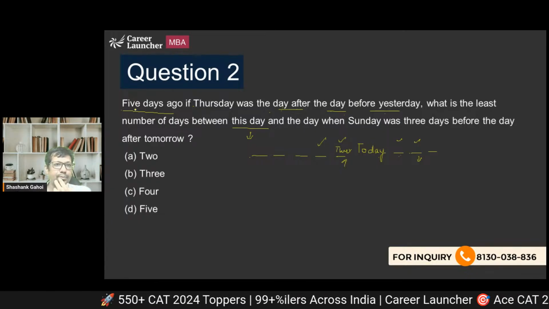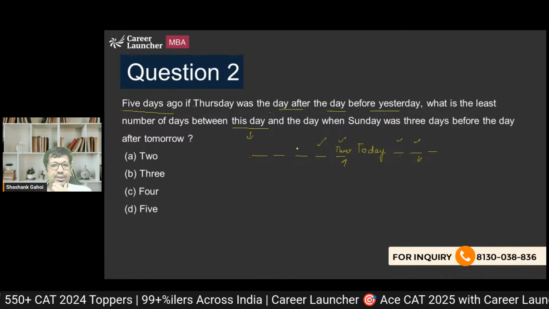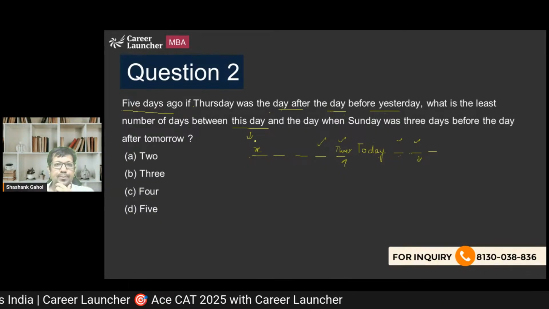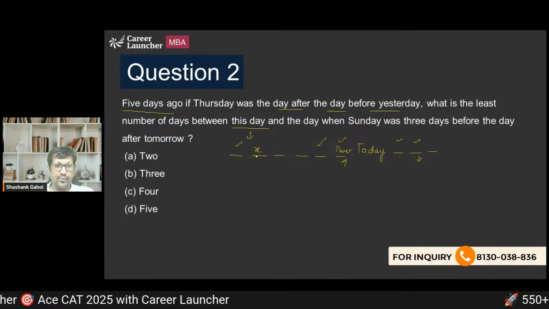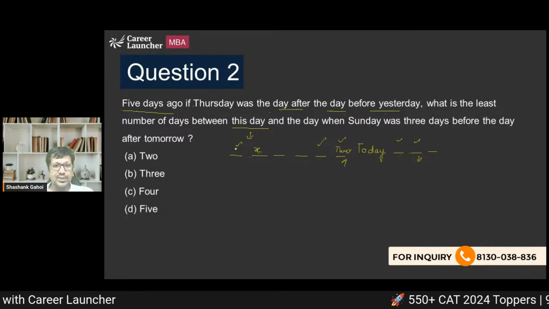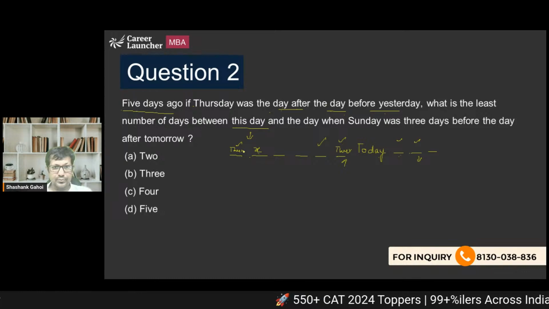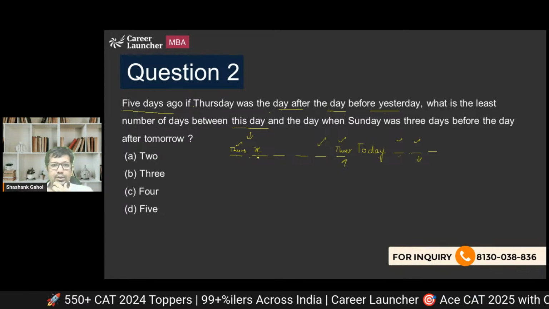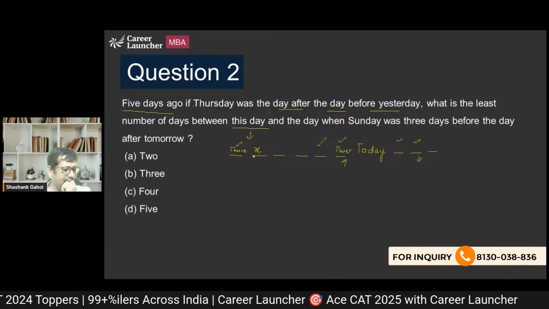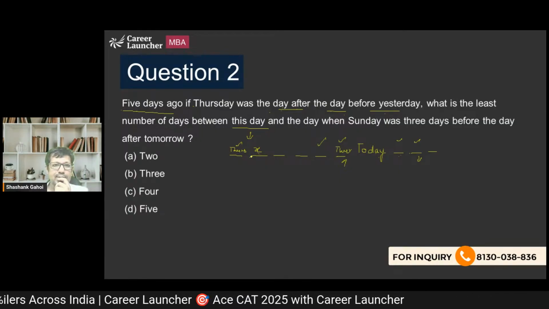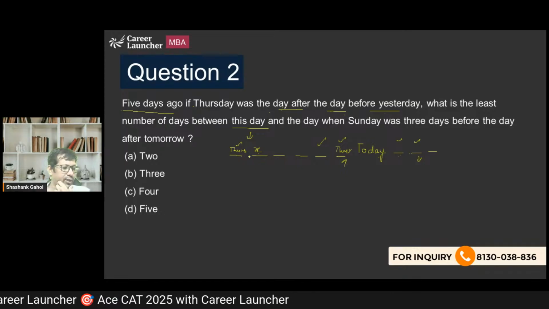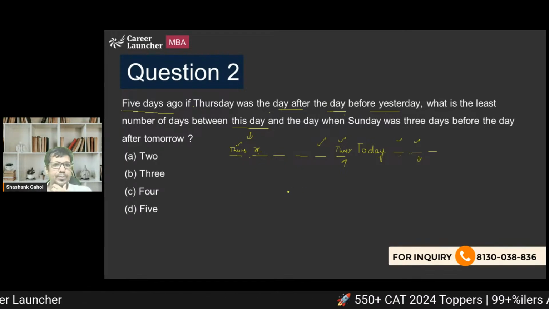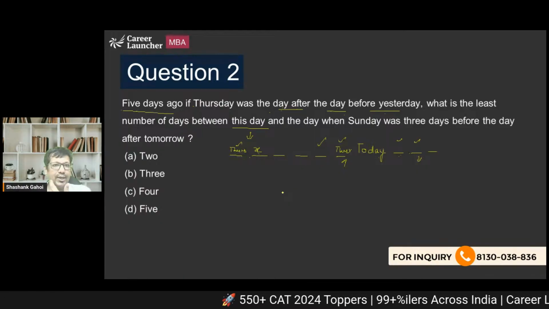And 5 days ago, if Thursday was this, so Thursday is going to be 5 days ago, means this day, let's say X day. Yesterday from this day's perspective is this. So this is Thursday. I think the language of this question is wrong because there is too much ambiguity in it. I think there is some typing error in this particular question. So let's leave this one.